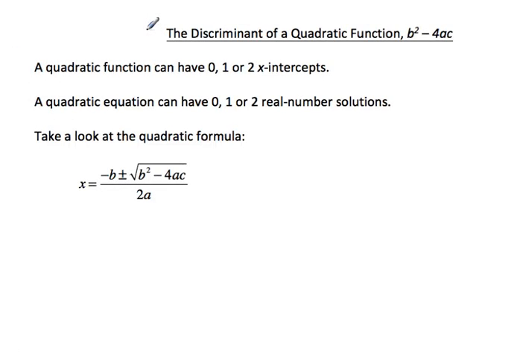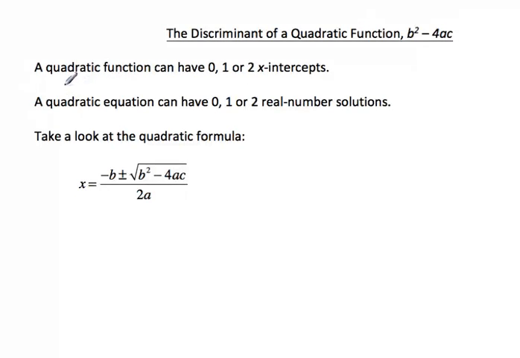In this video, we're going to consider a quantity known as the discriminant of a quadratic function, which we'll see is equal to b squared minus 4ac, where a, b, and c are the coefficients of the quadratic function in standard form. And we're going to see what they tell us about the number of x-intercepts of the parabola associated with a quadratic function, or the number of solutions of a quadratic equation.